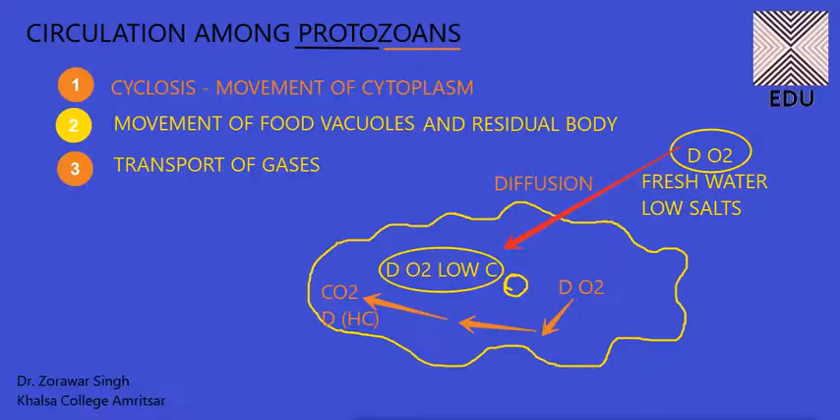And in the fresh water outside, we have dissolved CO2 at low concentration. So this carbon dioxide will go out of the amoeba simply by diffusion. Again the process is the very same. This is diffusion again. So this is how the amoeba is respiring. It is taking in oxygen and giving out carbon dioxide. So the transport of gases is again with the help of cyclosis.